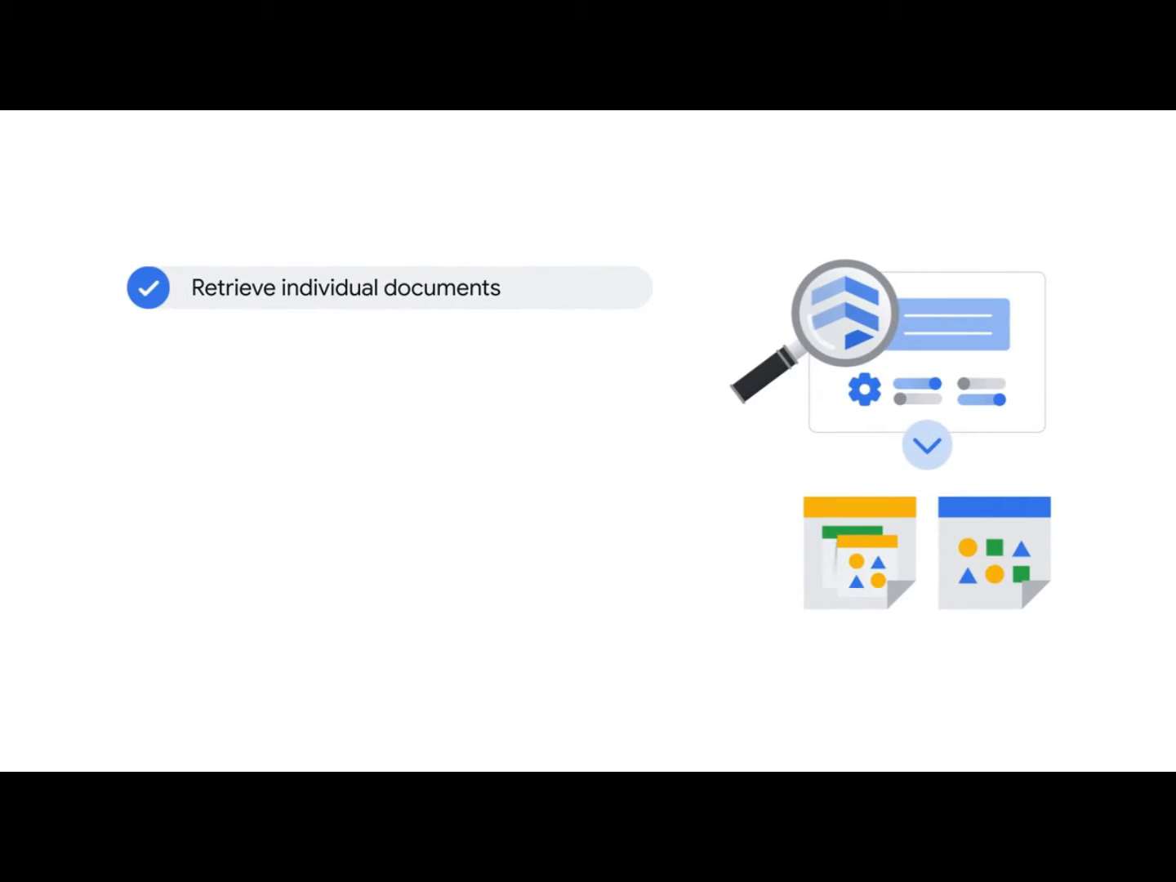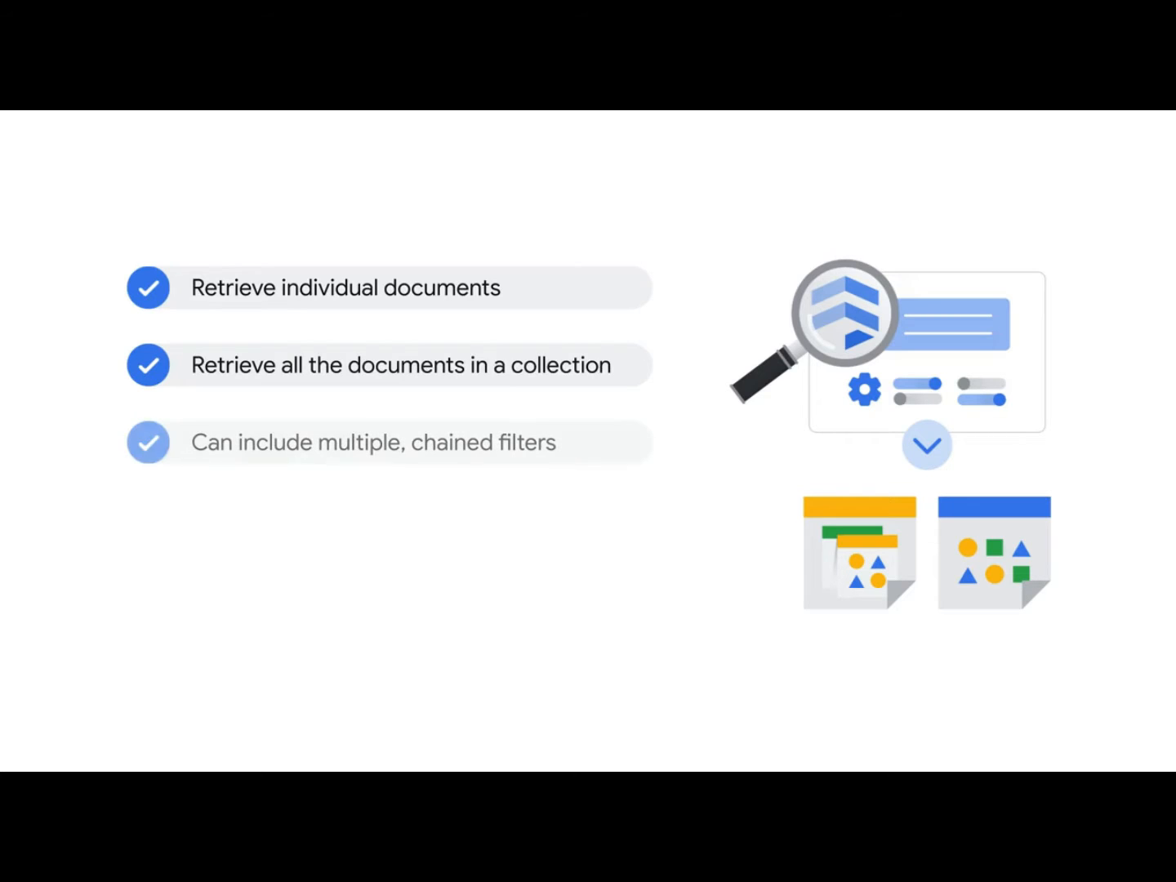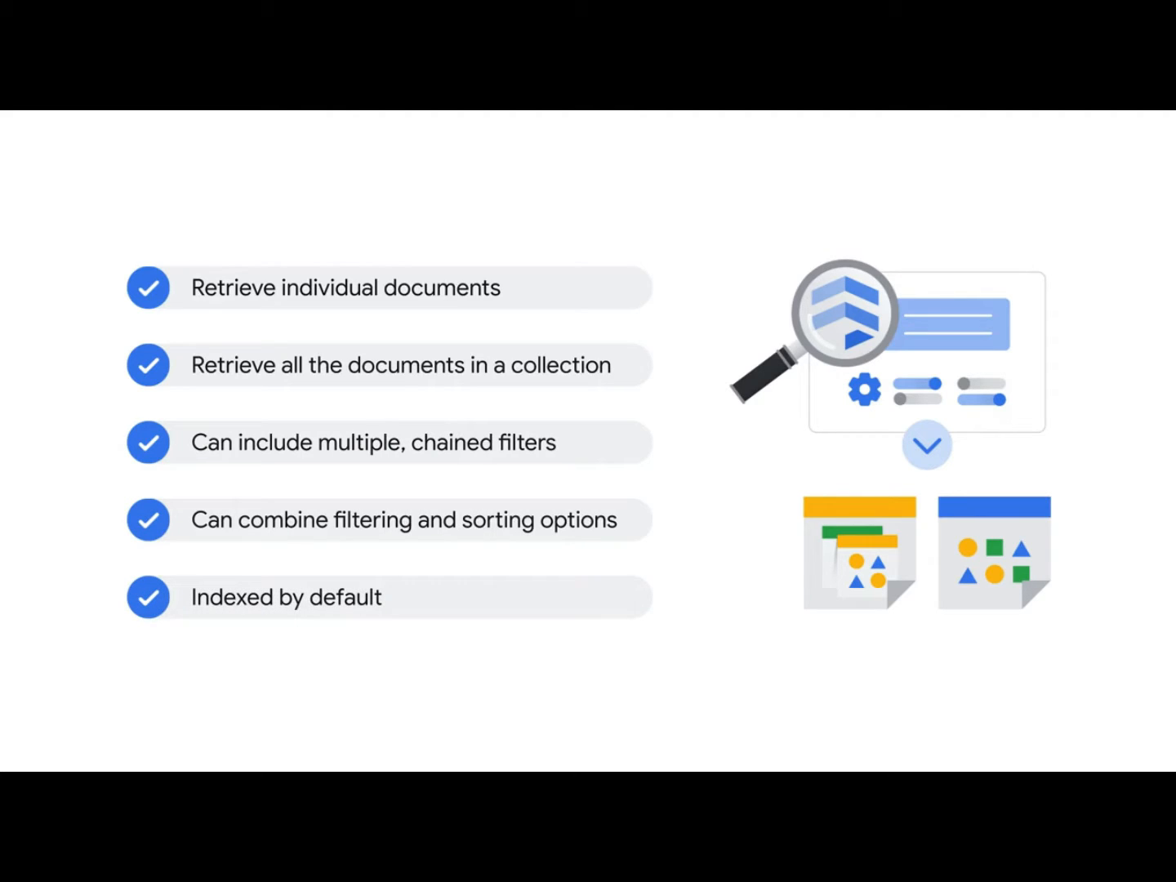Firestore's NoSQL queries can then be used to retrieve individual specific documents or to retrieve all the documents in a collection that match your query parameters. Queries can include multiple chained filters and combine filtering and sorting options. They're also indexed by default, so query performance is proportional to the size of the result set, not the dataset.